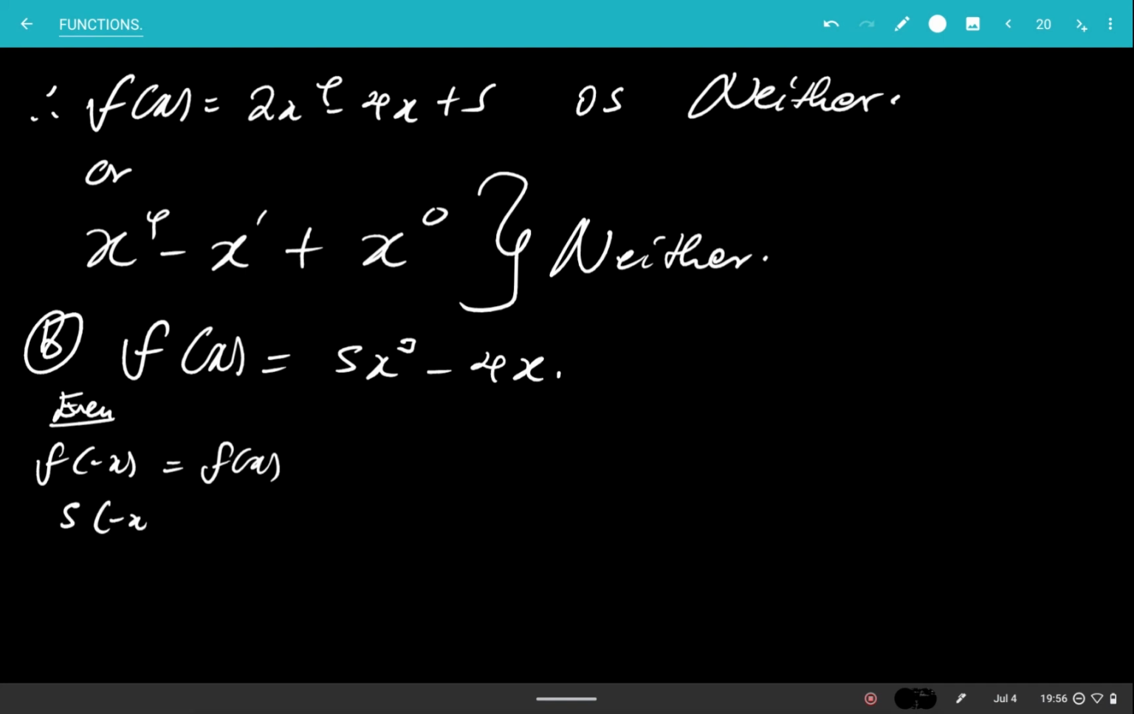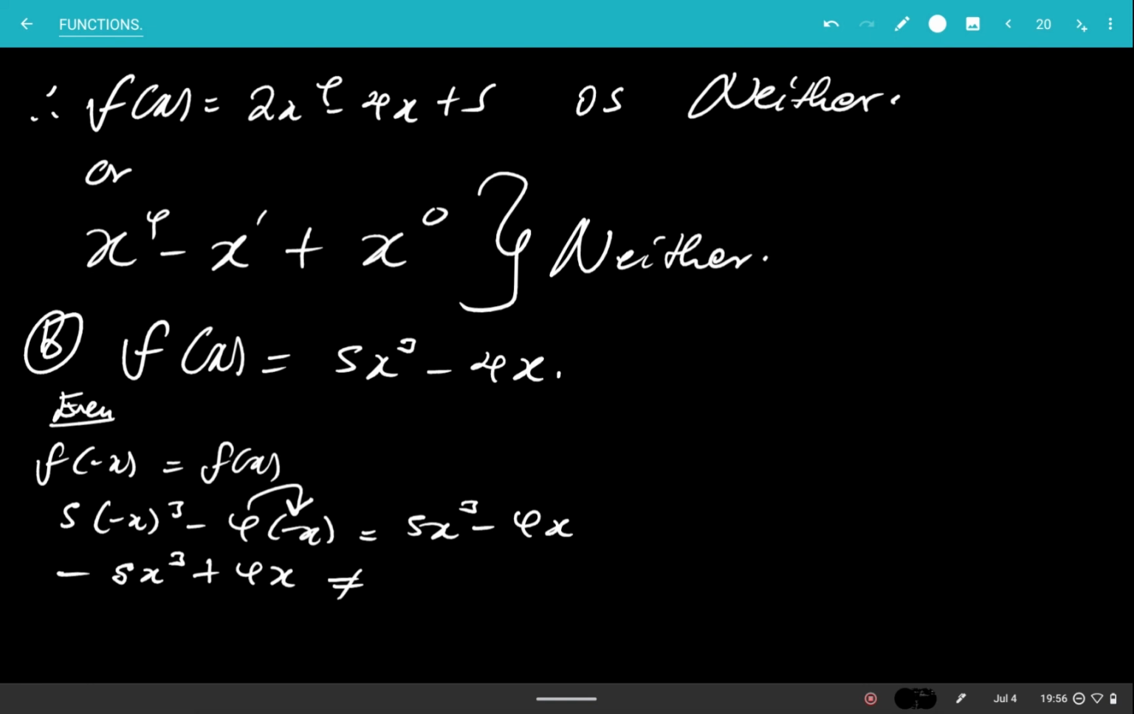So wherever there's x, I'll put minus x. So 5 times minus x to the third minus 4 times minus x should be equal to 5x cubed minus 4x. Any negative value raised to an odd number, you always get a negative value. But if you raise it to an even, you get a positive value. So this will be minus 5x to the power 3. Then minus 4 times minus x, you get plus 4x. And this is basically not equal to 5x to the power 3 minus 4x. Therefore, not even.